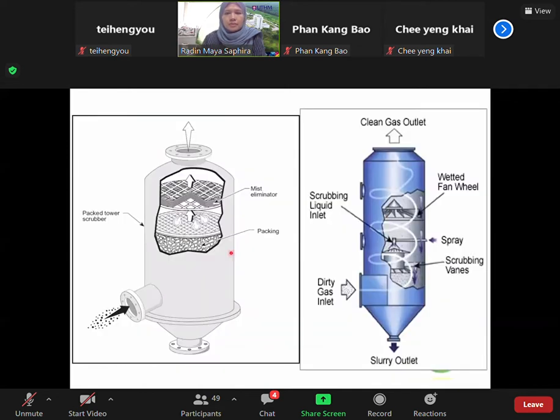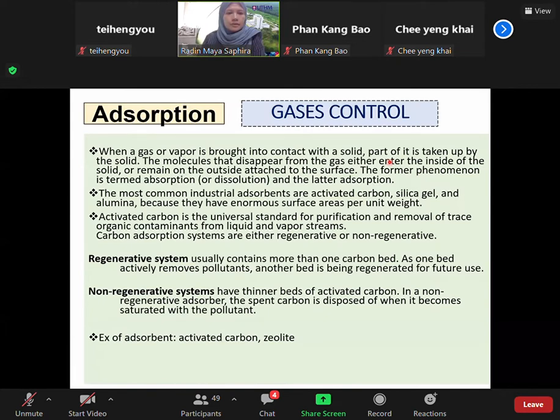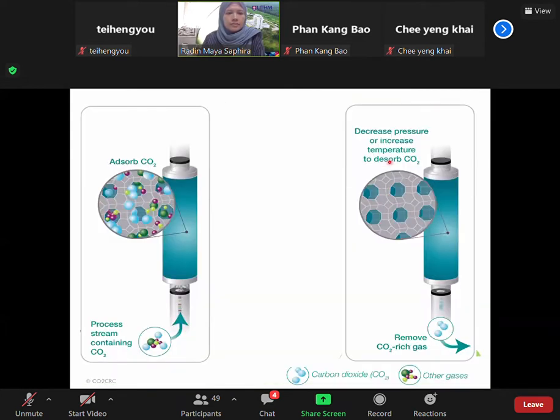So this is the photo of the absorption process. Okay, so the dirty gas inlet and then goes into this material, scrubbing vanes, spray, and then the scrubbing liquid inlet here to do the absorption. So the clean gas outlet will flush out. Okay, ini boleh baca sendiri. So this is the process of steam containing carbon dioxide and how it can decrease, what we call that, remove the carbon dioxide rich gases in here by using the absorption process.